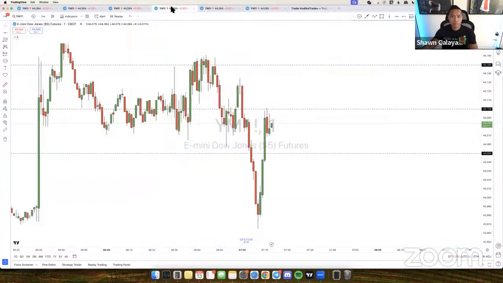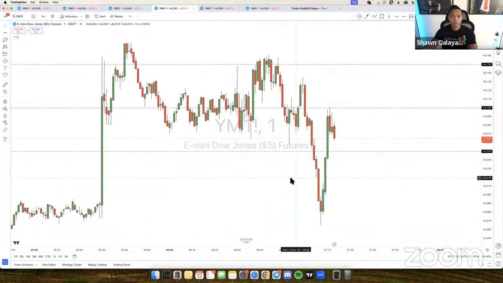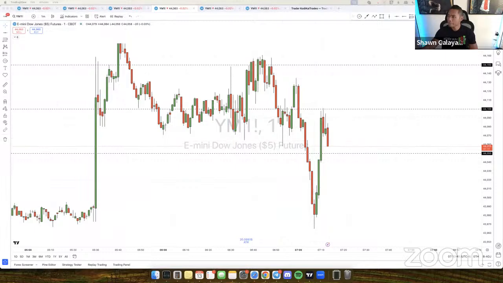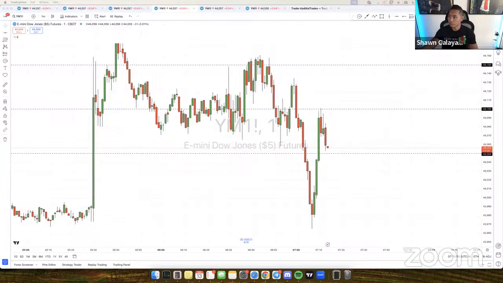Now we've got price down the middle again right here. Let's see what happens if it ends up pulling back below. Possibility for it to pull back below again. Try to squeeze in one trade today. It's 7:13 right now. We still have a lot of time. So try to squeeze in at least one.